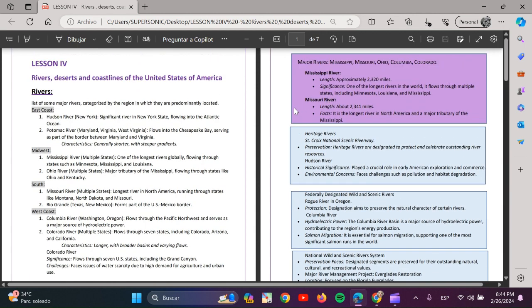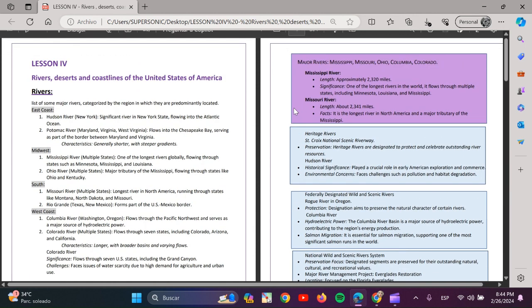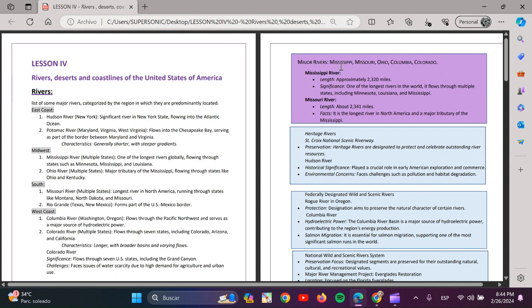Then, as I said before, we have other kind of classification. Major rivers. The major rivers would be Mississippi, Missouri, Ohio, Columbia, Colorado. Here we can talk a little about the Mississippi River, about the length, significance. The length approximately 2,320 miles, and Missouri River about 2,341 miles.